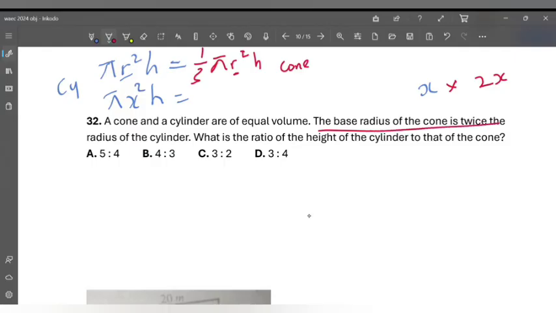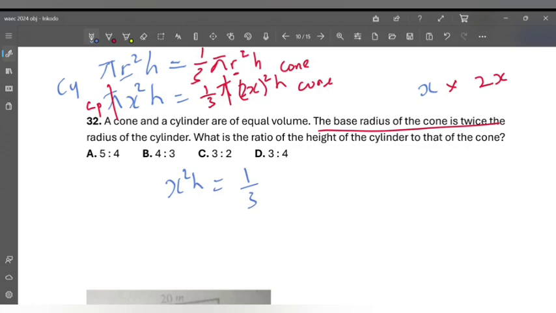So pi x squared h, where x is now what I'm using for radius, is equal to 1 over 3 pi, and instead of r, I'm going to put 2x in brackets squared h. So this is my cone and this is also my cylinder. I can easily cancel out some terms that are common to both, like pi. So what I have now is x squared h for my cylinder is equal to 1 over 3, and if I open that bracket, I'll have 4x squared h.